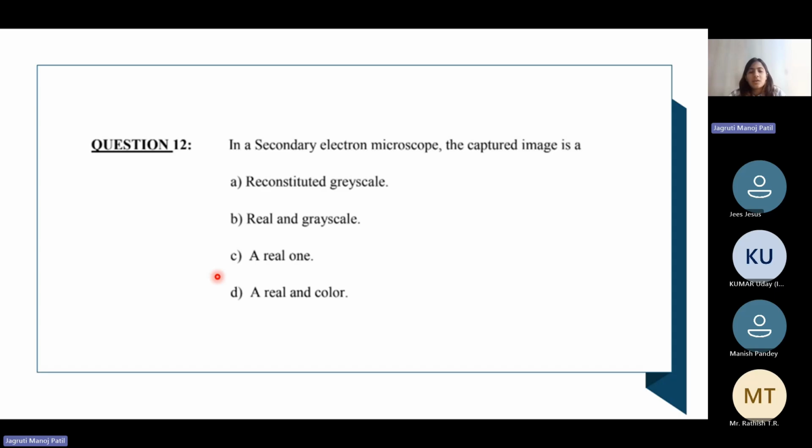Okay. In a scanning electron microscope, the captured image is what? Is it real and grayscale, because you do see grayscale, or is it a reconstituted grayscale? It's a real one, of course, we know, but is it real and in color? Well, you can't always say real one. If you say real one, mathematics people will come in and say, okay, you have complex components in here. How do you say real? So, which one?